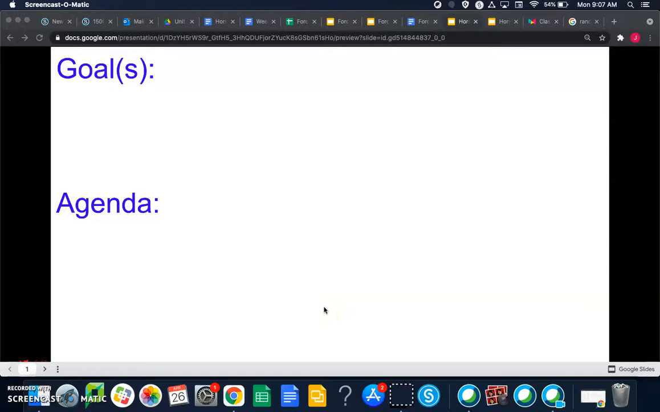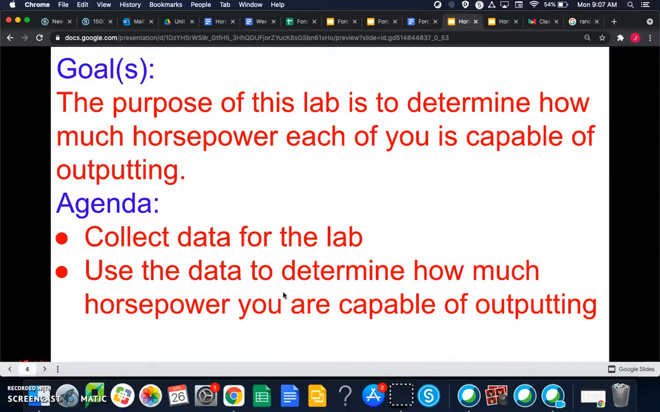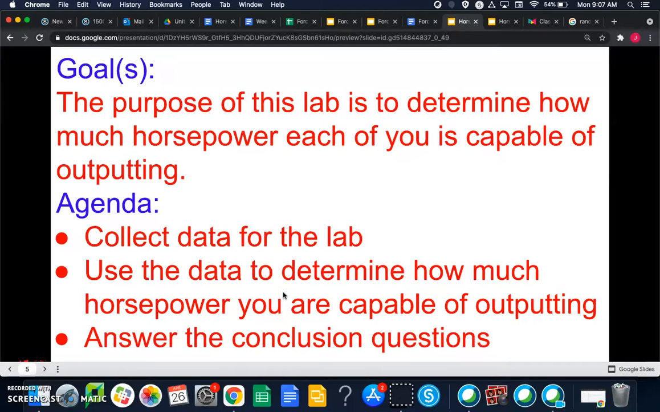Okay, folks, so for today's lab, our goal, the purpose of this lab, is to determine how much horsepower each of you is capable of outputting. So you're going to calculate that today. You're going to collect data for the lab, use your data to determine how much horsepower you're capable of outputting, and answer some conclusion questions.